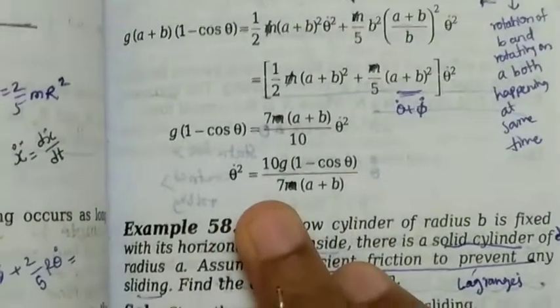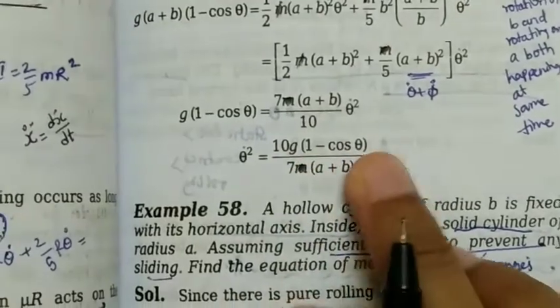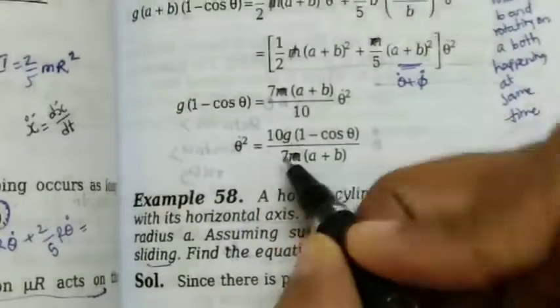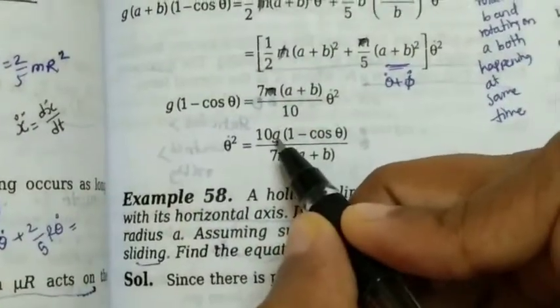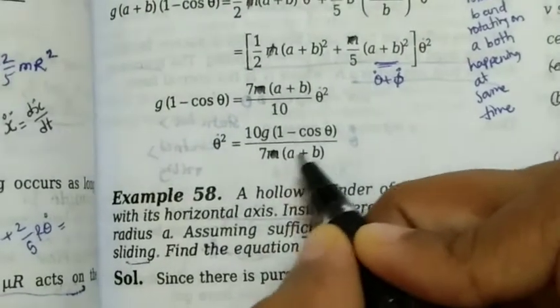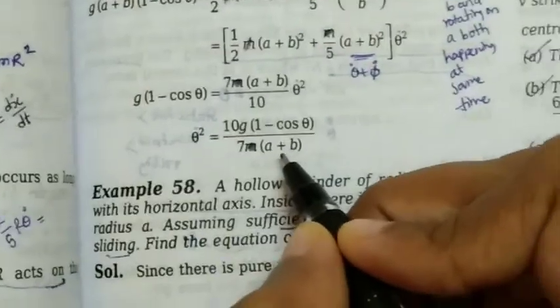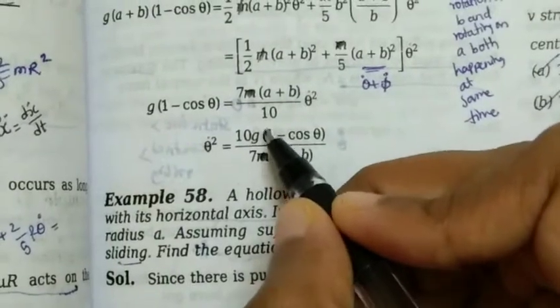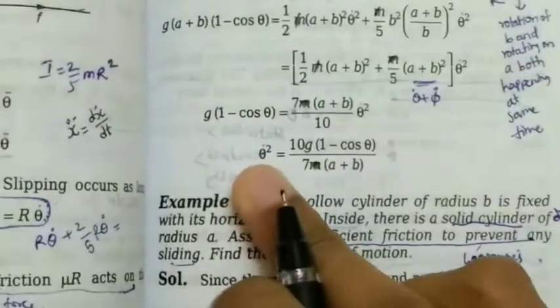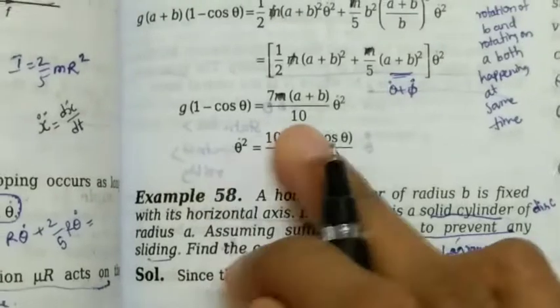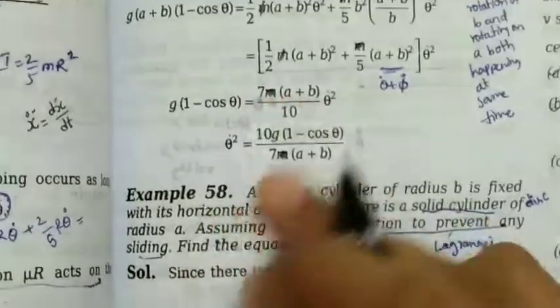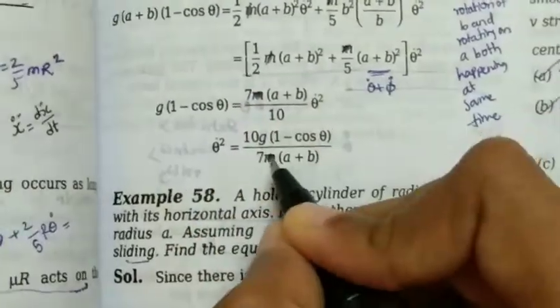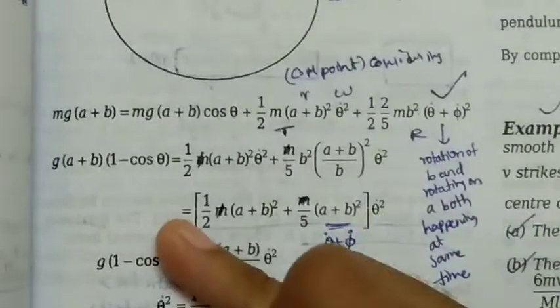Here also m won't come. So finally, if you see in the answer also, it is 10g(1 minus cos theta) by 7(a plus b). So g has meter per second square units, and a plus b is nothing but radius, that is meter, so meter would get cancelled. So you would have 1 by second square. So theta dot square is nothing but radians per second square. So according to the dimensional analysis also, here m won't come. Actually it has to get cancelled in this equation. So that's a mistake.